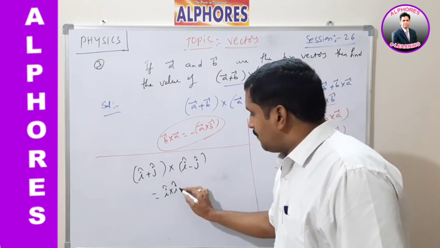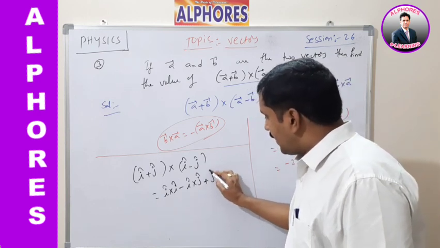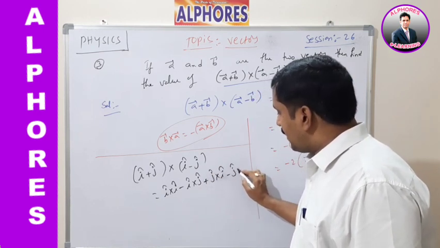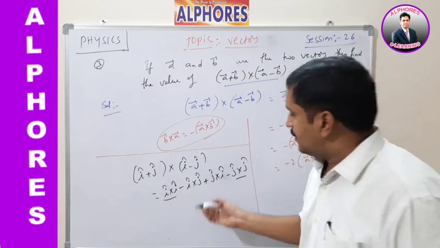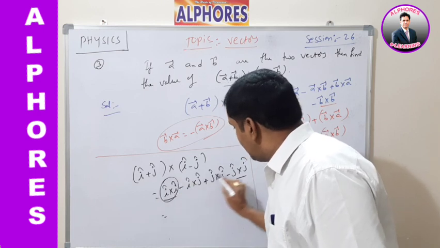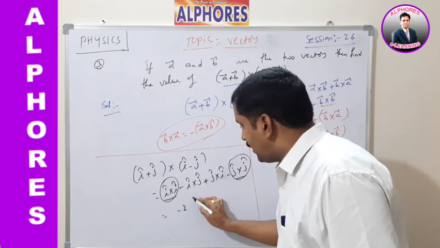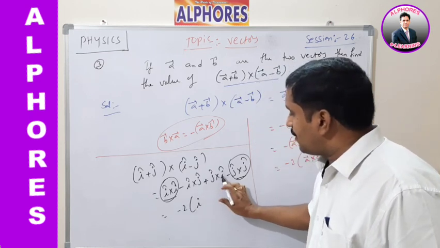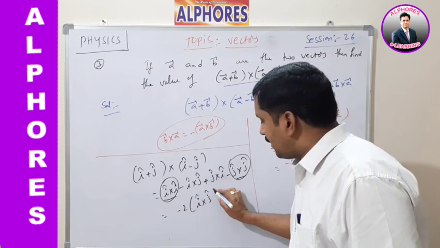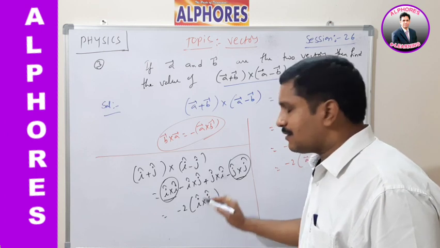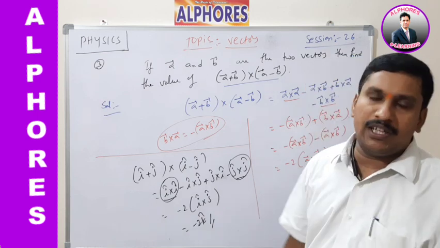Next, minus i cap cross j cap, plus j cap cross i cap, minus j cap cross j cap. We know already the cross product of two like vectors is always 0, so this is 0 and this is also 0. Now I get minus 2 times i cap cross j cap, because j cap cross i cap can be written as minus i cap cross j cap. As per the property, i cap cross j cap is nothing but k cap. So the answer is minus 2 into k cap.